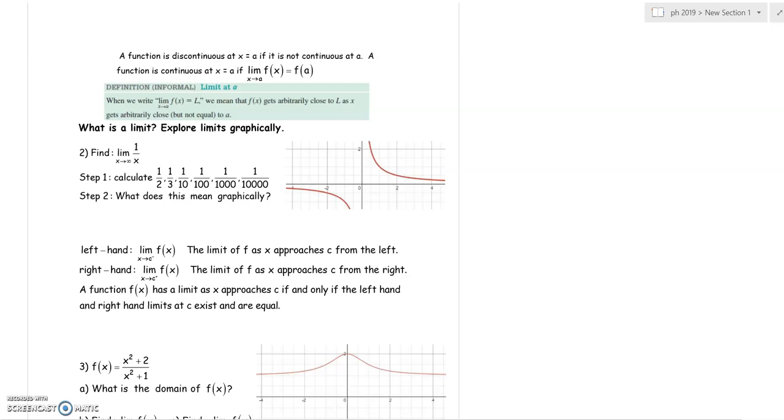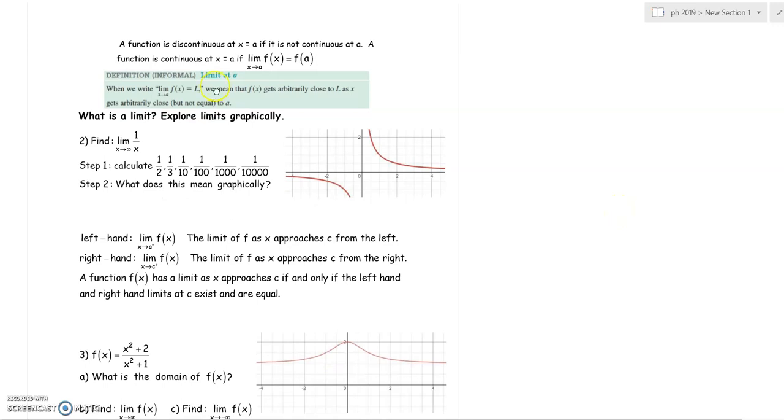Here's our informal definition. If we write the limit of the function as x approaches a equals L, that means that f of x gets arbitrarily close to L as x gets arbitrarily close but not equal to a. So as our input, our x value, gets arbitrarily close to a, our f of x gets arbitrarily close to L. And again, L must be a finite number.